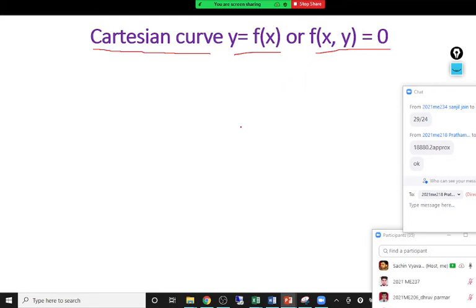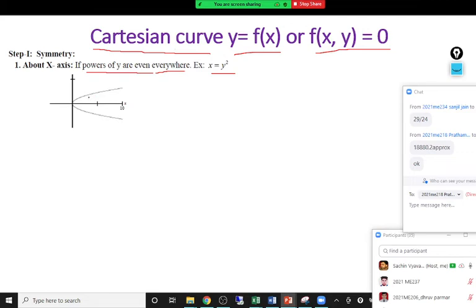There are a few rules in curve tracing actually. The first rule is symmetry, and symmetry is checked with the powers of x and y. Whenever the powers of y are even everywhere in the equation, like y square equal to 4x, the curve is symmetric about the x-axis, and you can say it is a right-hand parabola.